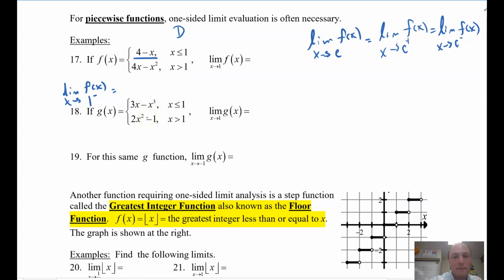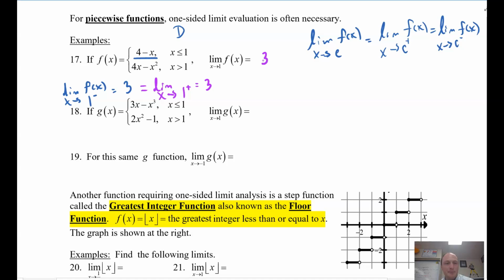So 4 minus 1 gives me 3. Okay, and now I'll calculate the limit as x approaches 1 from the right. So from the right, my x value is greater than 1. So I'll plug in 1, which gives 4 times 1, which is 4, minus 1, so that would also be 3. So hey, what do you know? They are equivalent, so our answer is 3.